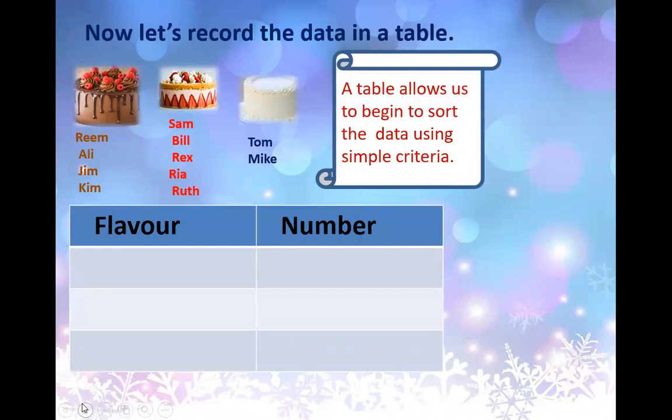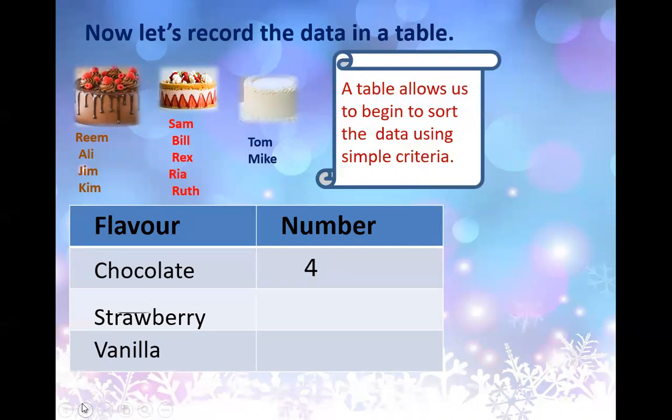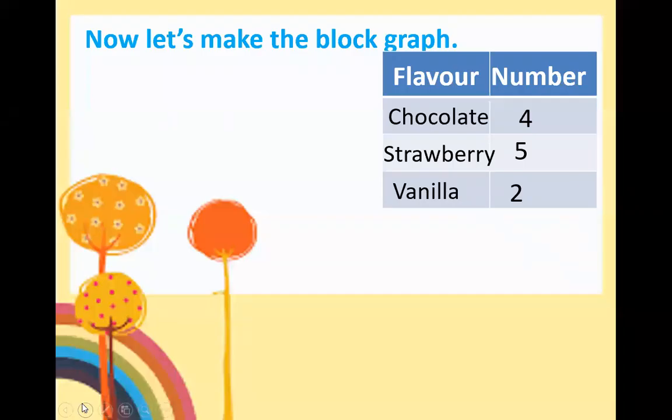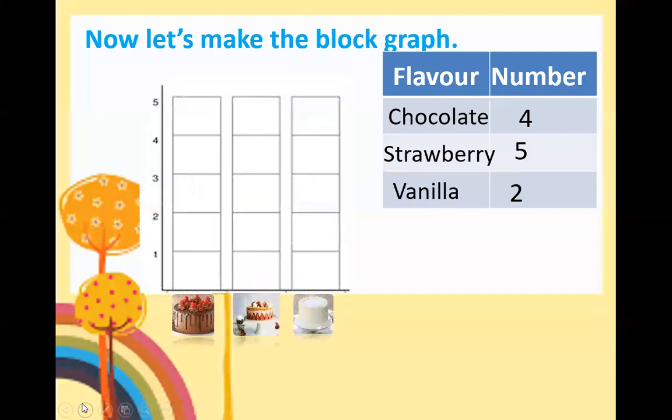Here, the table is made into two parts, flavor and number. Flavors are chocolate, strawberry, and vanilla. How many of them like strawberry? Chocolate, it's 4. Strawberry, 5. Vanilla, 2. Now, let's make the block graph. Using the above information, flavor, number, chocolate, 4.